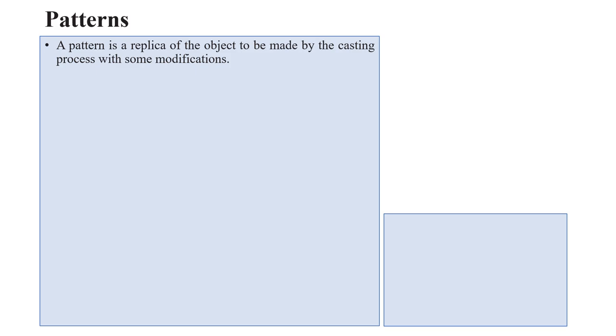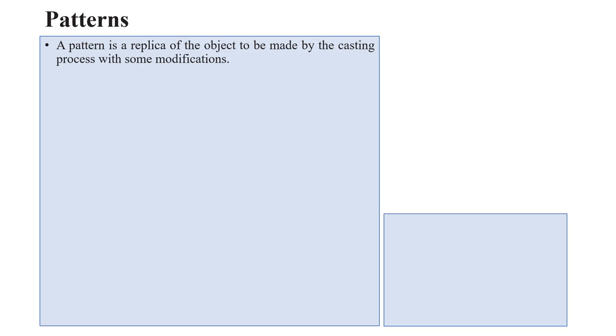So the pattern is the first step of any casting process, because first we have to prepare a pattern. That pattern is used for making the mold cavity. So the pattern is very important. For making the pattern we can use many suitable materials like plaster, metals, wax, rubber. It depends on the availability of the materials, the cost of the materials, and which metal is going to be cast. So according to that, we have to use different pattern materials.